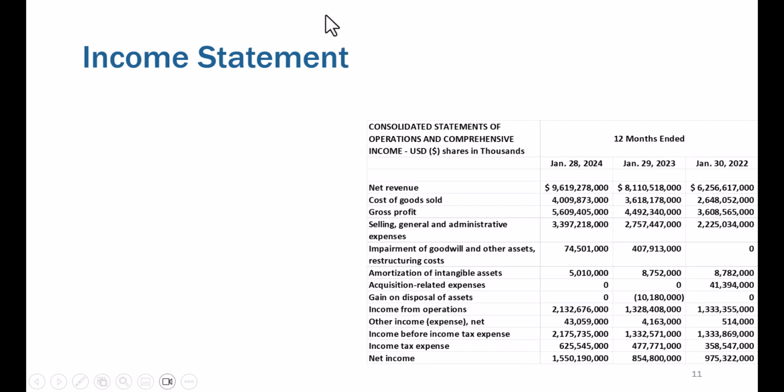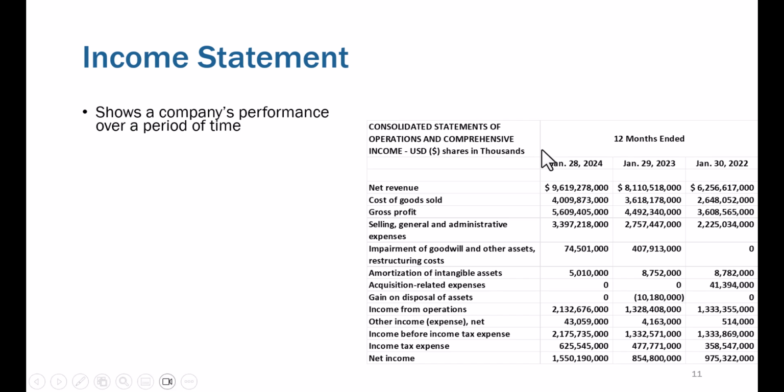All right, the income statement for Lululemon. This one is not in thousands. Companies can just choose to depict their information however they want. So why Lulu decided to do the balance sheet in thousands and the income statement not, I guess we'd have to ask them. But that's $9.6 billion of revenue in the most recent year.